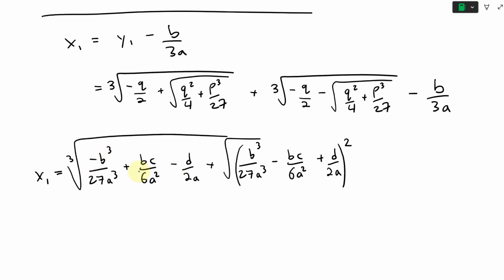Yeah, this is exactly the same as this, except there's a negative sign on these. This is a negative sign. So this is going to be b cubed over 27a cubed. This is b cubed over 27a cubed, but a negative is a plus, is a negative. bc over 6a squared, this is going to be d over 2a. This is negative d over 2a.